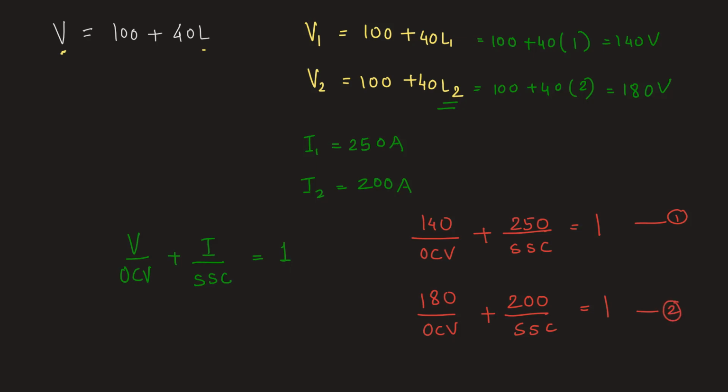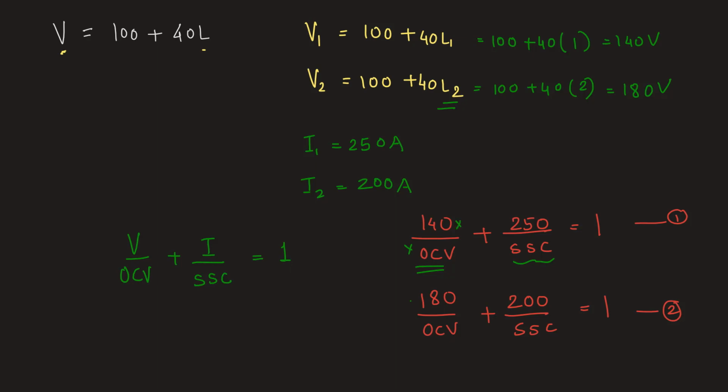We have two unknowns and two equations, so we can find these unknowns by solving them simultaneously. We can either eliminate SSC first and then find OCV and substitute OCV to find SSC. But because we need to calculate only the short circuit current, we'll eliminate OCV so that we can get SSC directly. To eliminate OCV, we need to equate their coefficients. So here the coefficient of 1 by OCV is 140 and here it is 180. Let's try to equate these two.